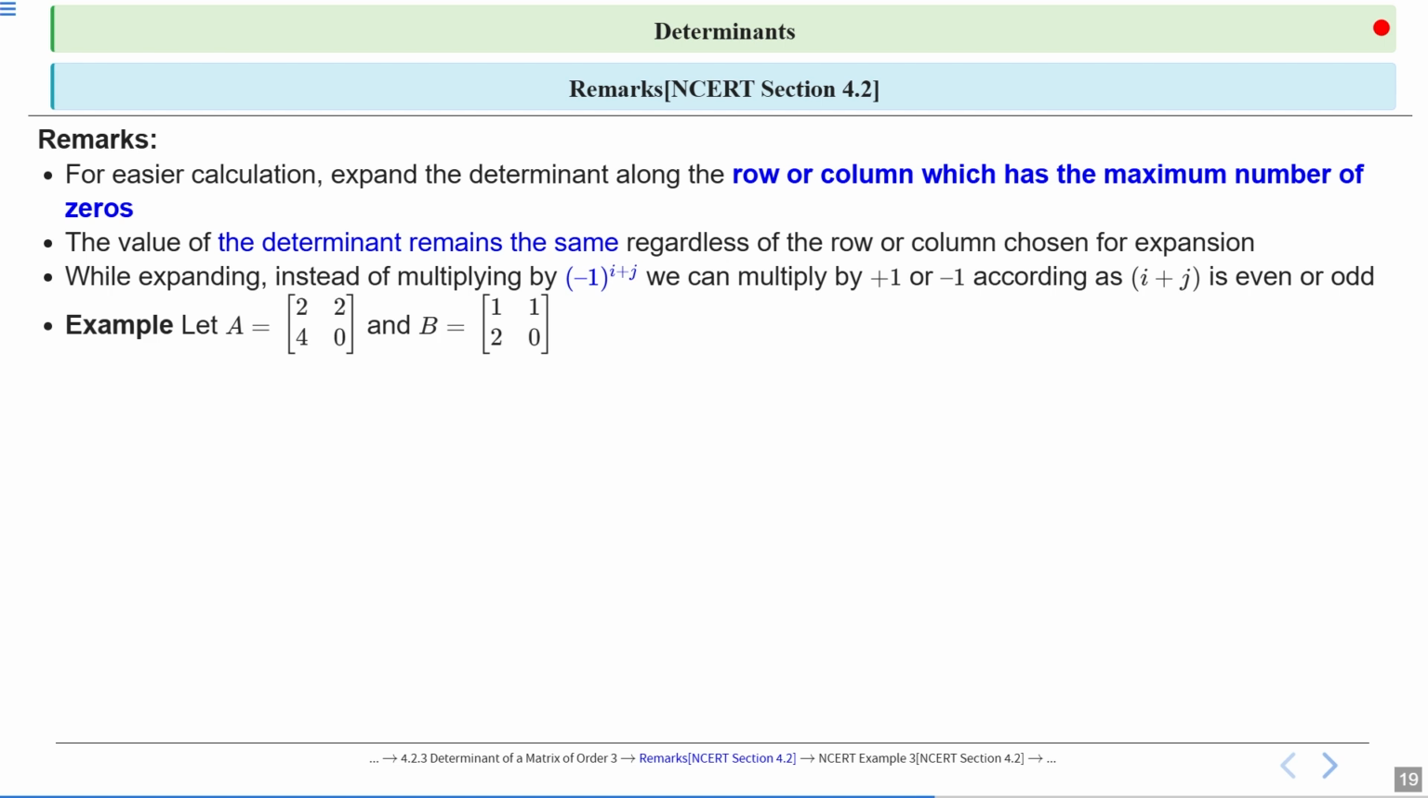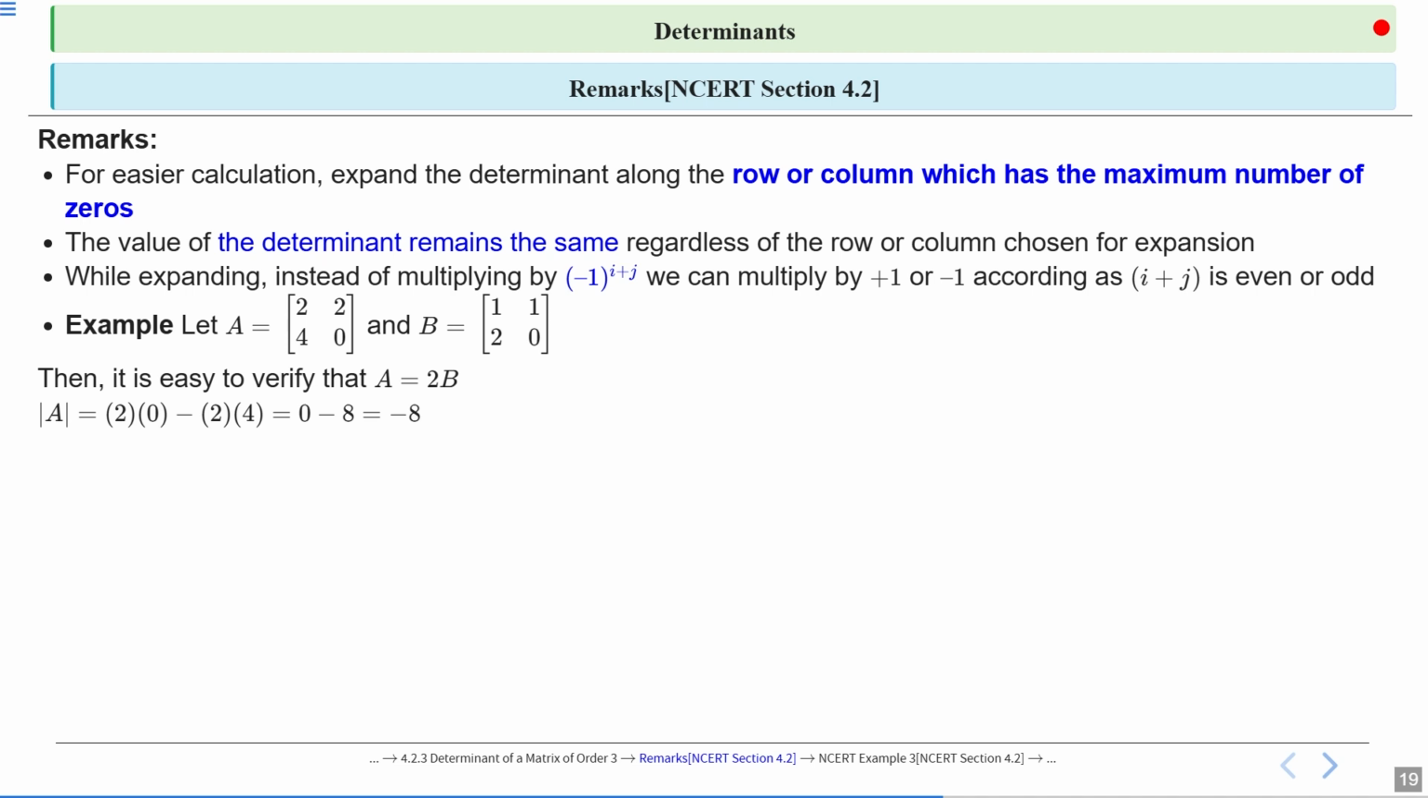Let A be a matrix of order 2 cross 2, [2 2; 4 0], and B is [1 1; 2 0]. Then it is easy to verify that we can write A as 2B. It means if we multiply matrix B with 2, we get matrix A.